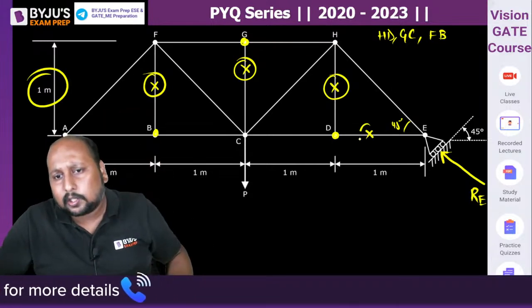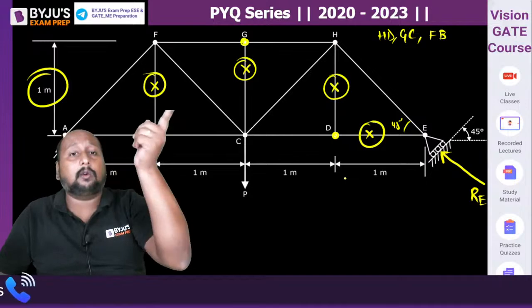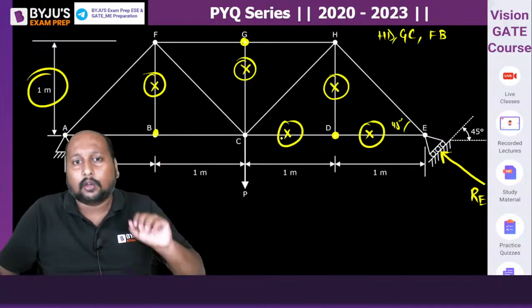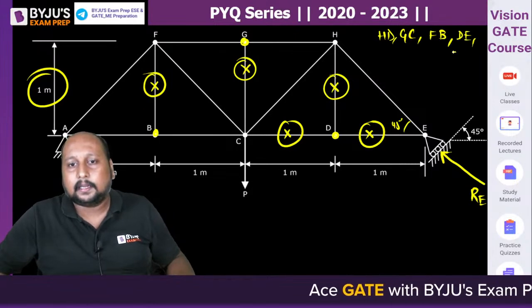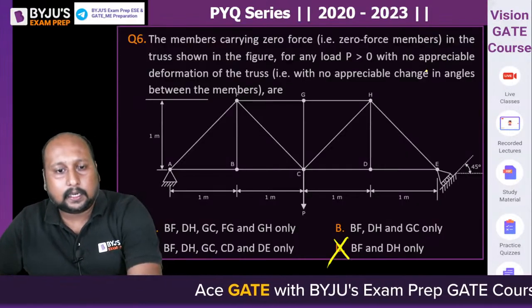So DE is also 0, and DE is also equal to CD. So this is equal to 0. So in total we are having 5 zero force members. This is DE and CD.